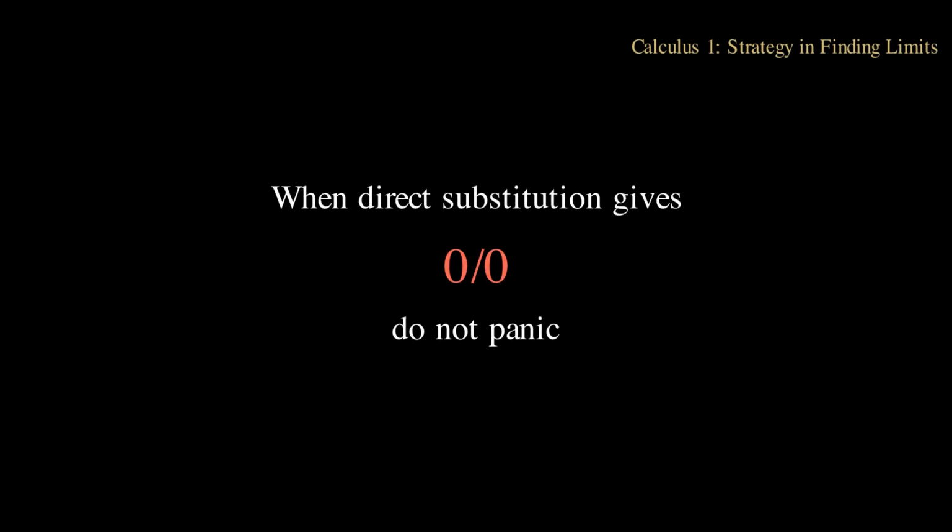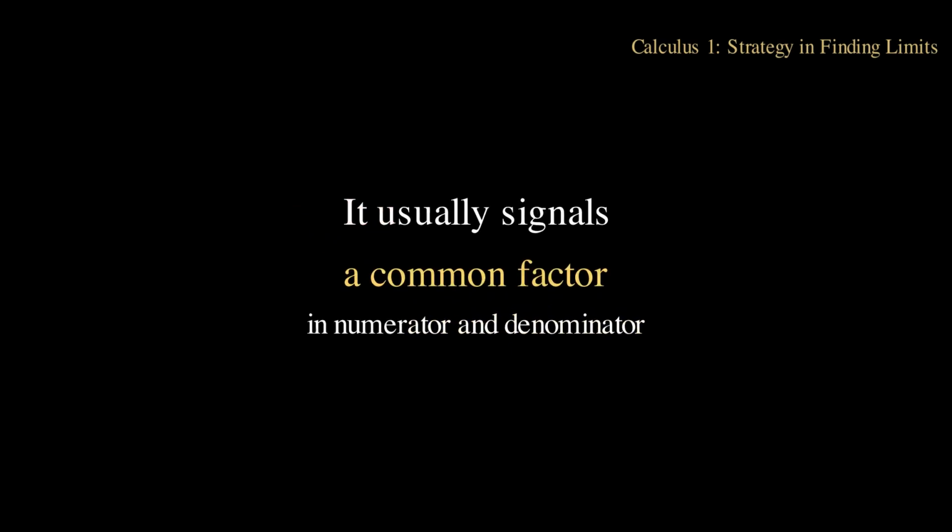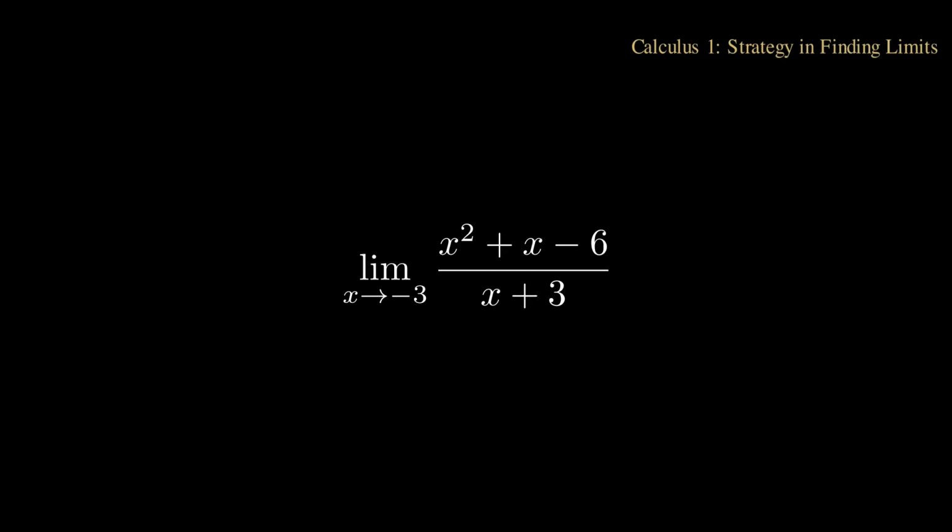When direct substitution yields 0 over 0, do not panic. This result is not a dead end, it is information. It tells you there is likely a common factor between the numerator and denominator that is responsible for the 0 on both sides. That common factor must be found and cancelled.